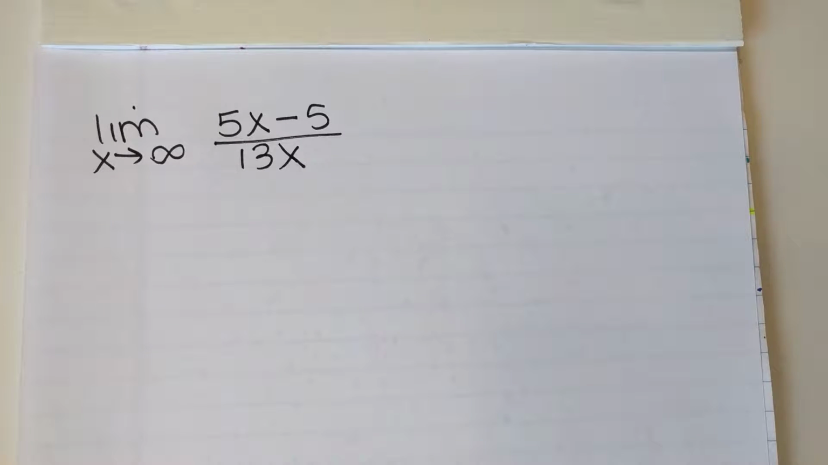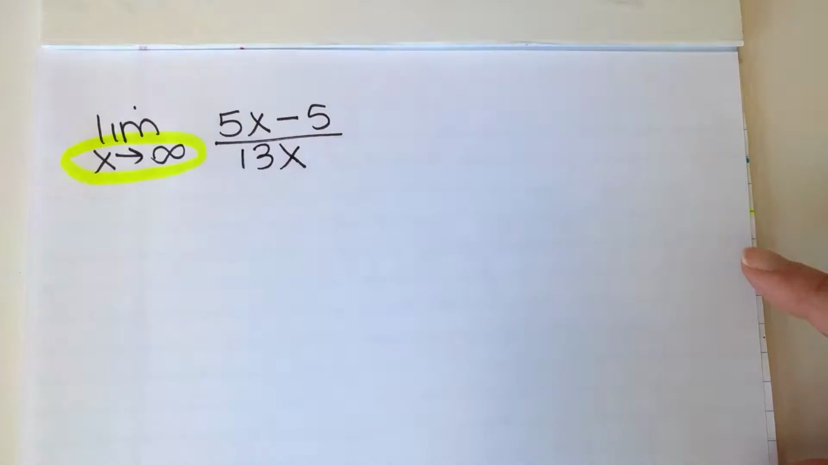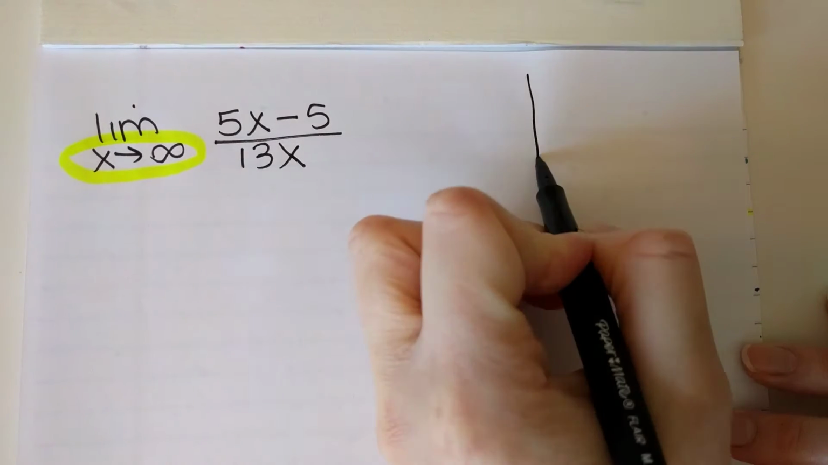All right, so the first thing to notice about this is that we are not plugging in a finite number. We have the limit as x goes to infinity. And so it's not just going to be a quick plug and chug infinity in there, because what we need to figure out is as x goes out to infinity.